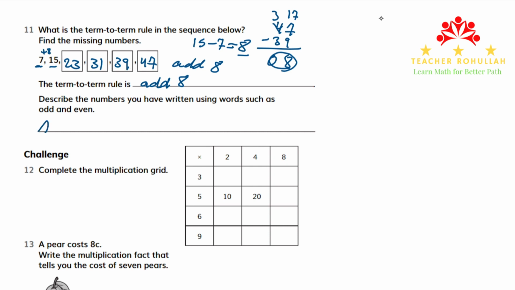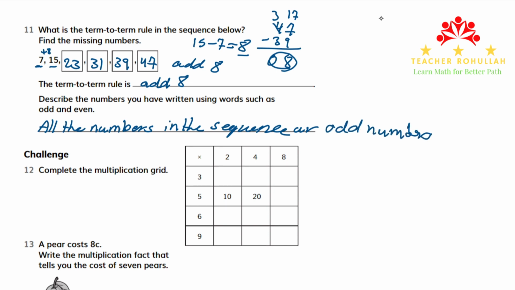So I can write: all the numbers in the sequence are odd numbers. Well, we are done with question number 11. Let me move to question number 12.